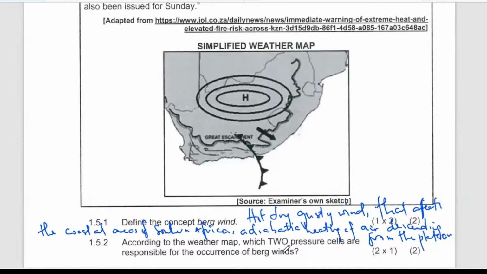We have a pressure gradient between the plateau and the coastal areas. So as a result, the air is forced to go down the escarpment and it reaches the coastal areas. And as it goes down, it heats up adiabatically. What we mean by adiabatic heating is that the air heats up without the influence of the environment. It heats up because of changes in pressure as it goes down the escarpment.